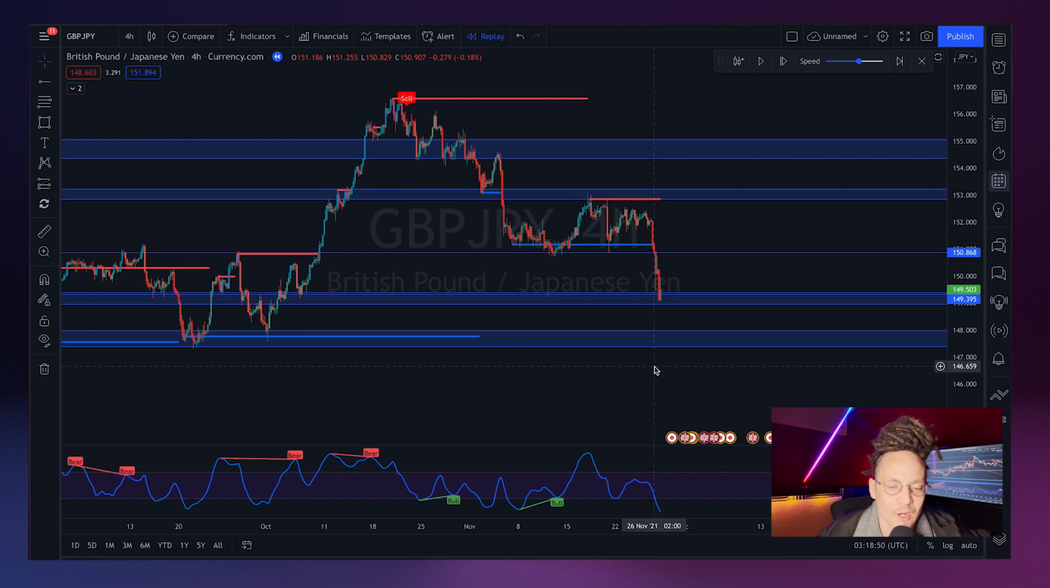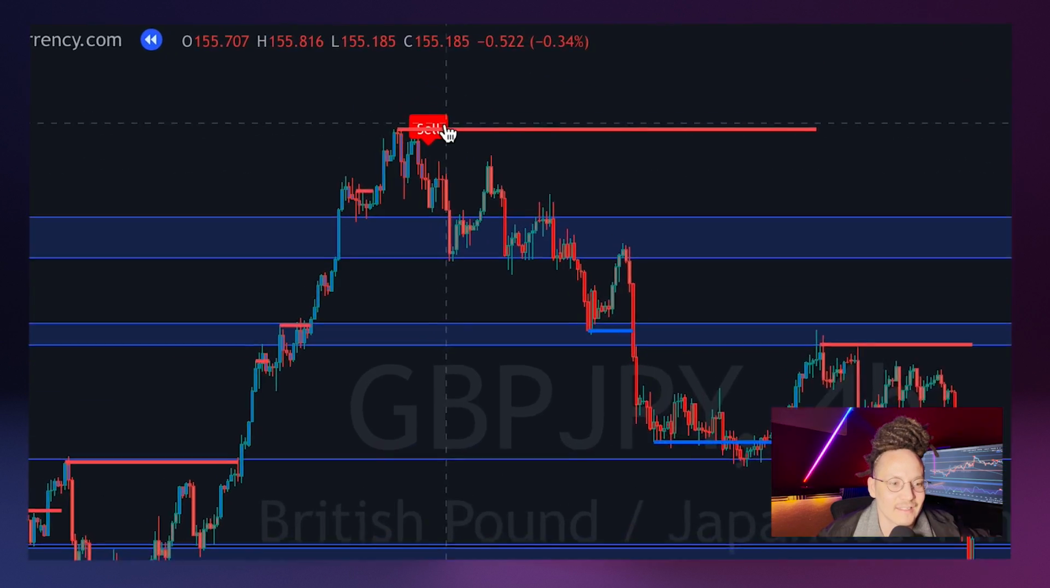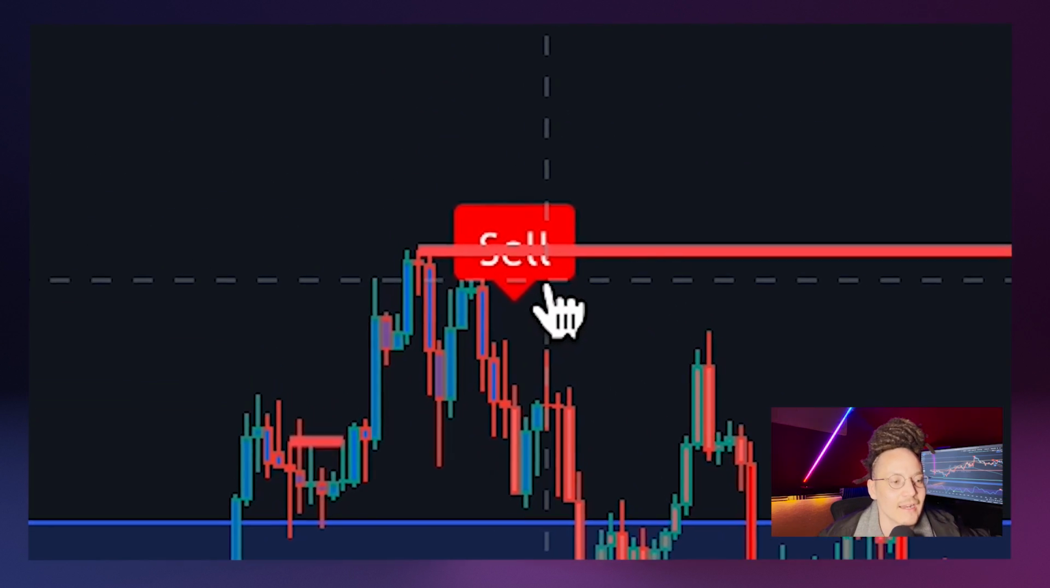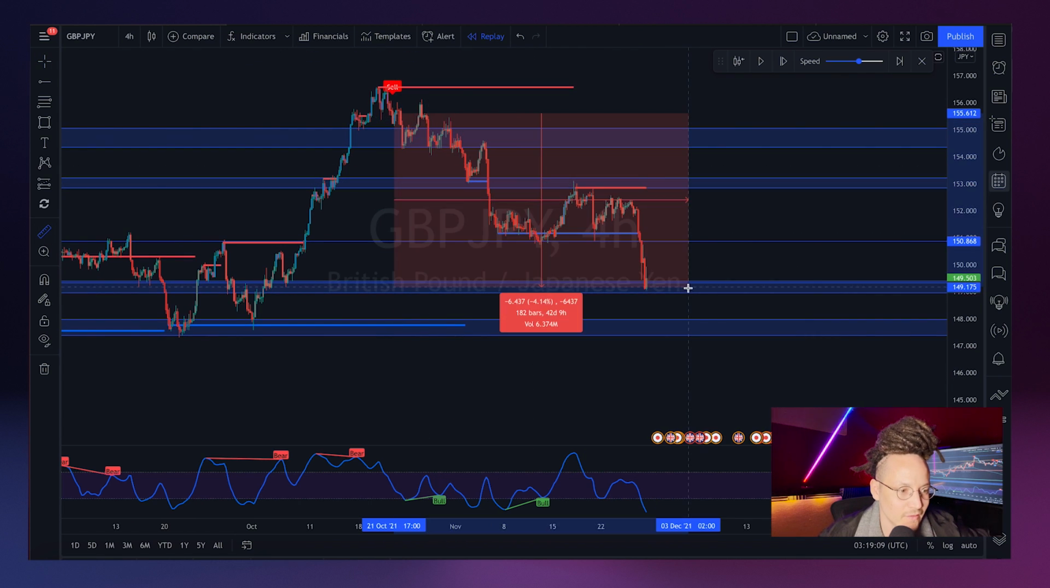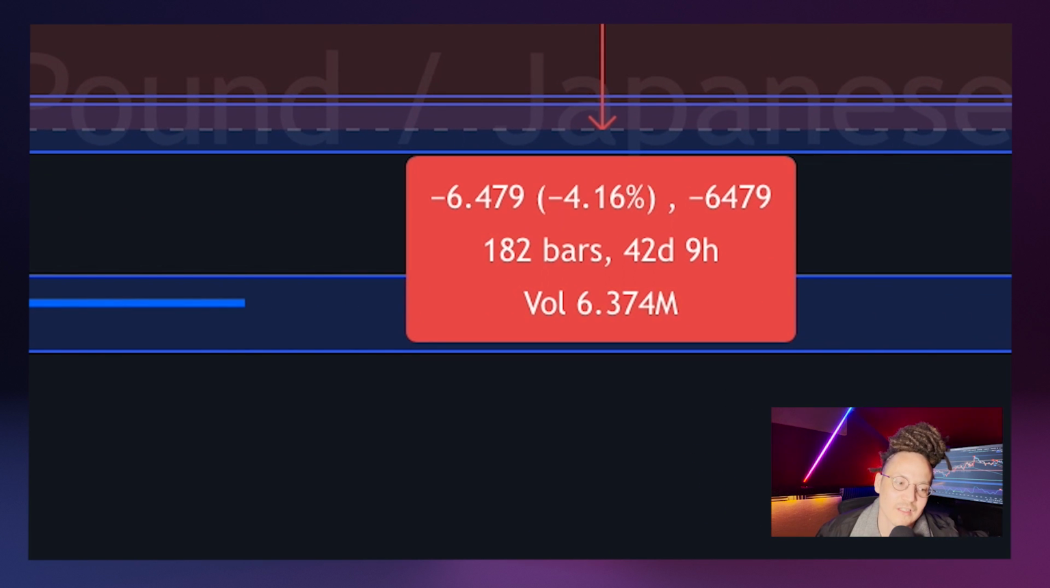So I want to point something out really quick that I see, and it is so beautiful. Look at this sell signal that happened and the move that was calculated after that with Trusted Signals. We're going to see how many pips from here to here. Wow, look at that. That is beautiful. That's 647 pips in the bag, just like that.